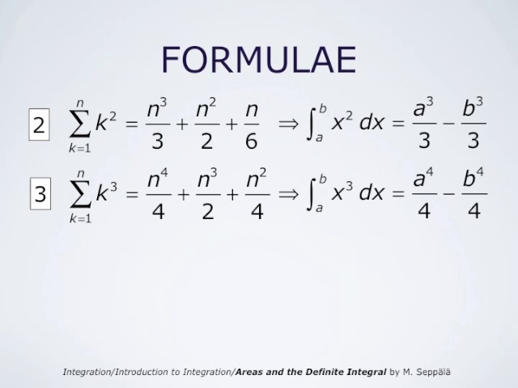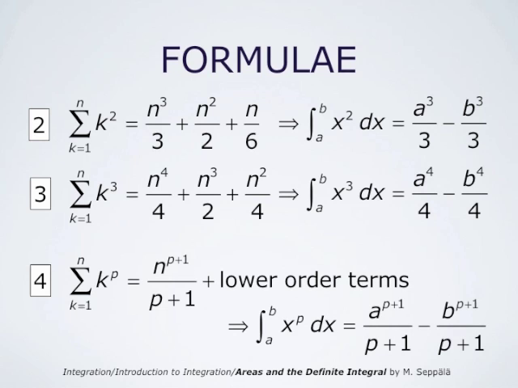The computation is precisely the same as the one presented here for the definite integral from a to b of x squared dx. We may generalize that even further by using the observation that summation k from 1 to n of k to the power p, for a positive integer p, is n to the power p plus 1 divided by p plus 1 plus lower order terms. And this yields the formula: the definite integral from a to b of x to the power p dx equals a to the power p plus 1 divided by p plus 1 minus b to the power p plus 1 divided by p plus 1. By these methods, we can compute definite integrals of all polynomials.